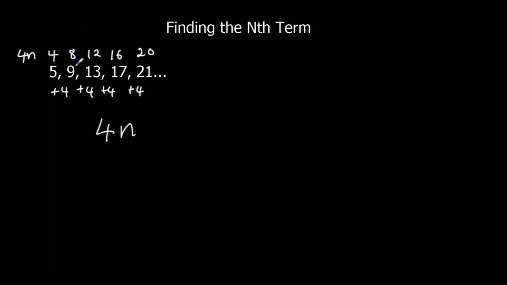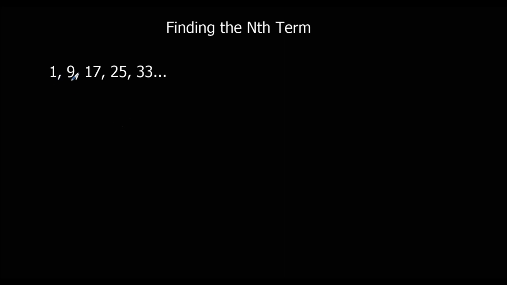What's the difference between these? What have we got to do to the 4 times table to get this sequence? It's always 1 bigger than the 4 times table. So if we add 1 onto the 4 times table, 4n plus 1, that is our sequence. So the nth term is 4n plus 1.